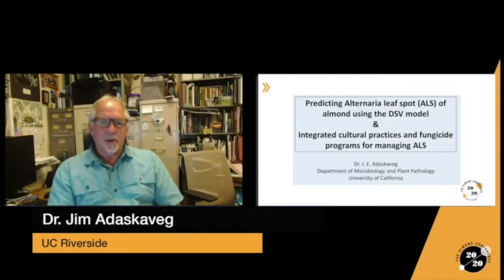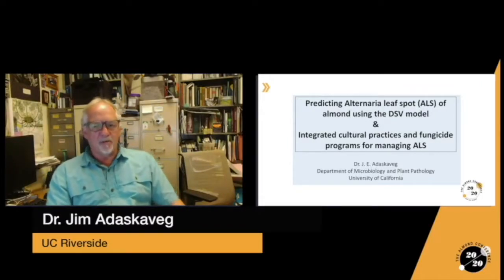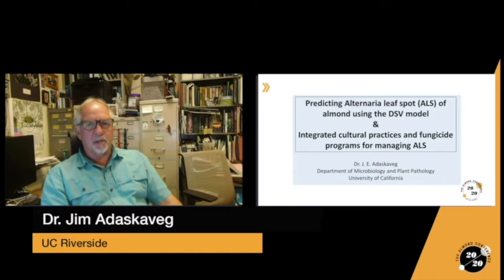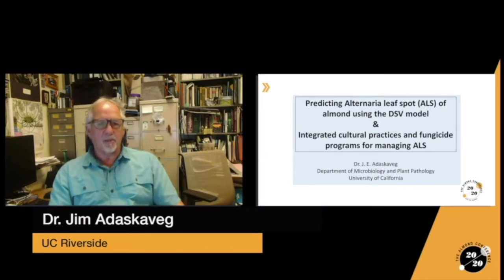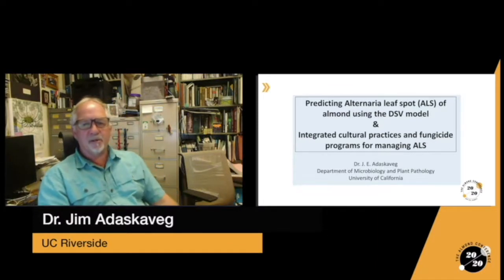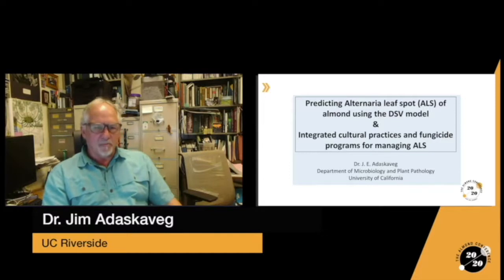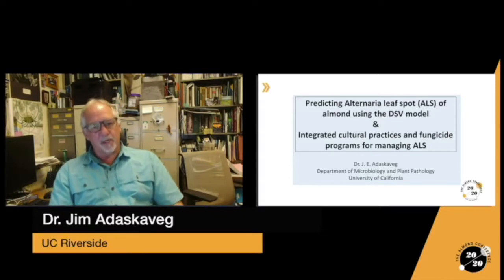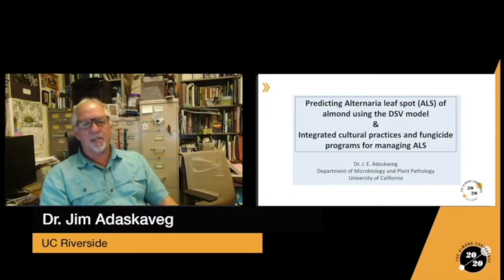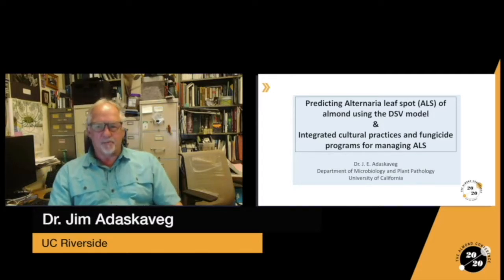Hi, I'm Dr. Jim Adaskaveg, and I'm with the University of California in the Department of Microbiology and Plant Pathology at UC Riverside. I do a lot of research in almonds, and so today I'd like to present to you this presentation, Predicting Alternaria Leaf Spot, ALS, of almond using the DSV model. And the second part of the talk is how to integrate cultural practices in fungicide programs for managing ALS.